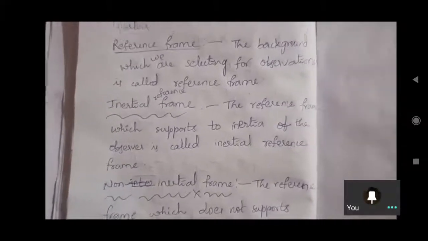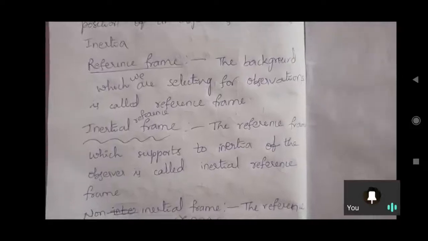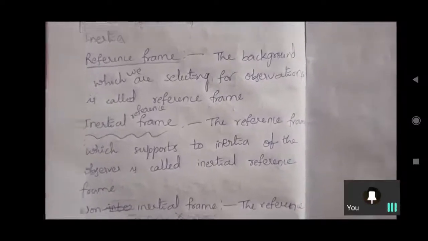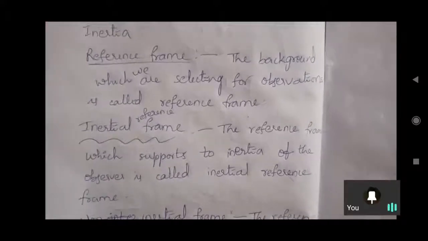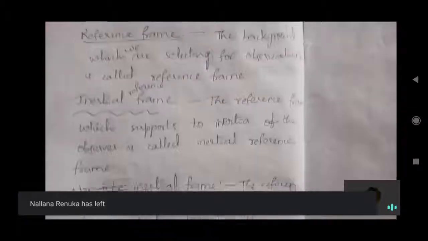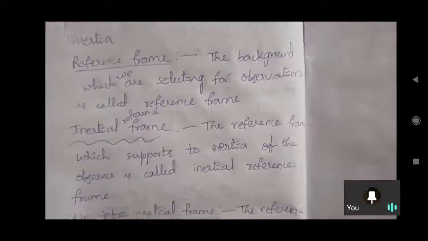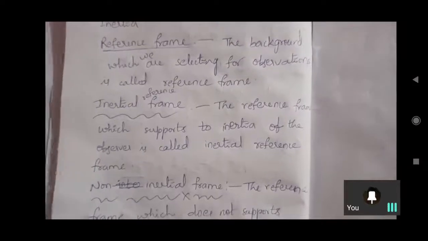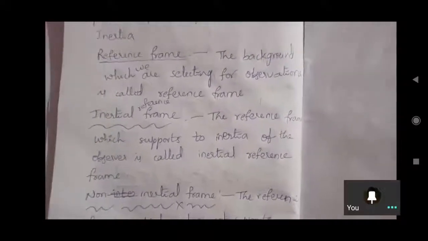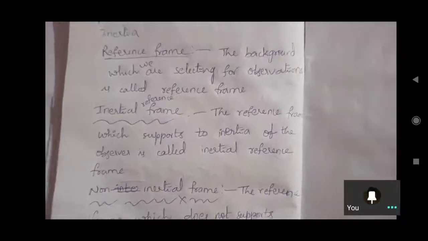And for example, if we are traveling in a bus, the bus is first at a stationary position. While it starts moving, we will fall forward. Suddenly if it stops, we will fall backward. In that manner, we are observing from inside the bus. So at that time the bus is a non-inertial frame because the observer is not having proper inertial support. That is why it is a non-inertial frame.